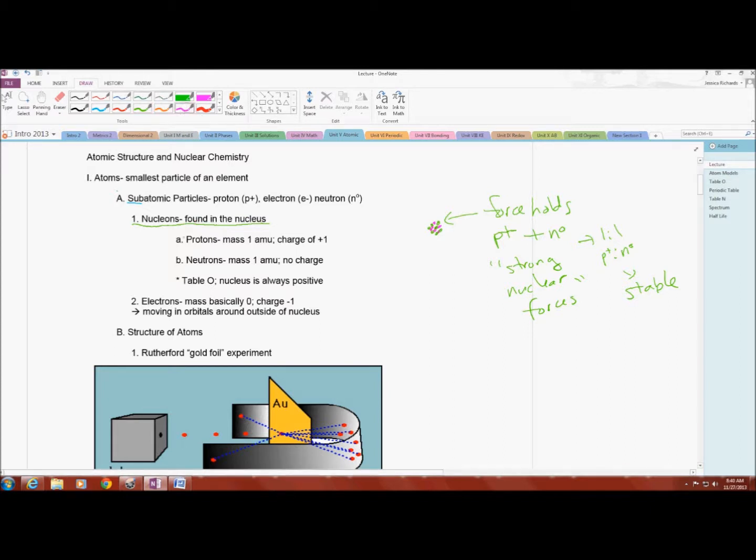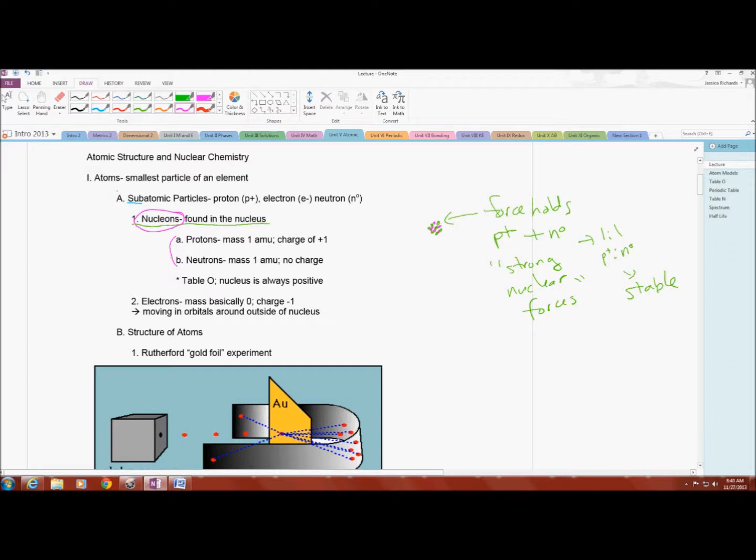Nucleons, if you look at this word, looks an awful lot like nucleus and neutron. You have to be really careful. If they say nucleons, they are referring to only protons and neutrons. Okay, so if they want to know what particles are in an atom, it's protons, electrons, and neutrons. If they want to know what the nucleons are, it's just protons and neutrons.